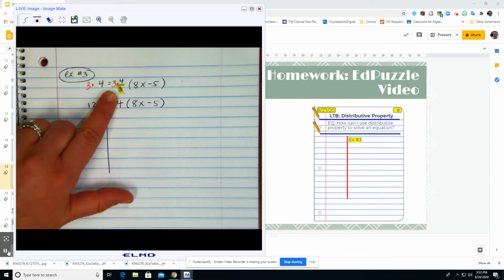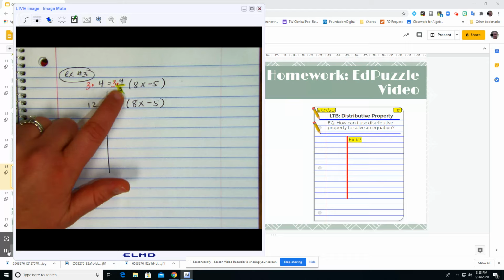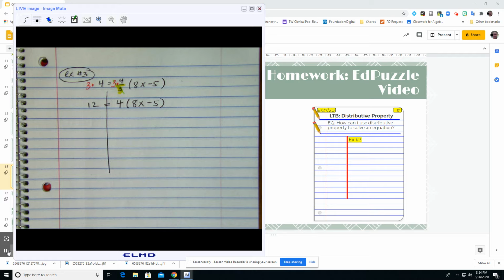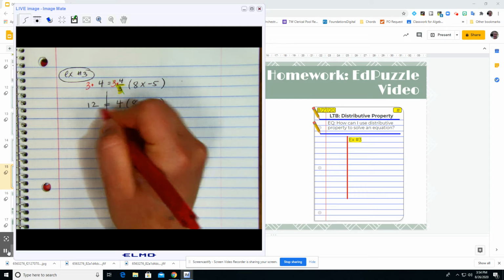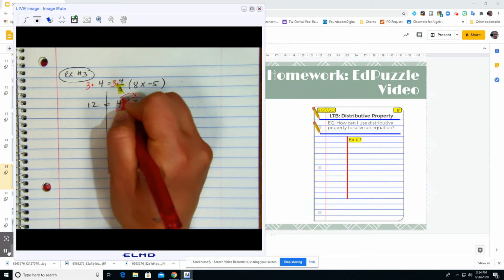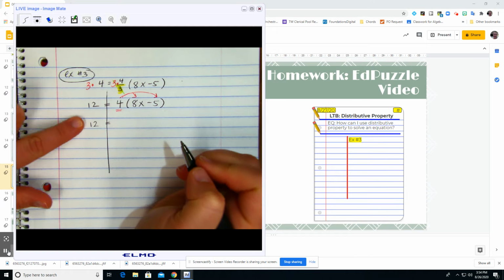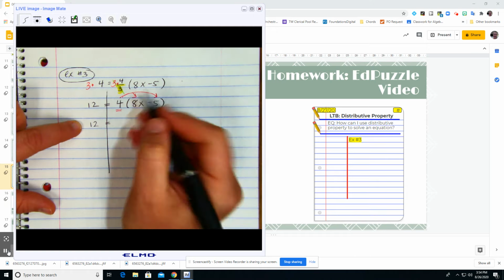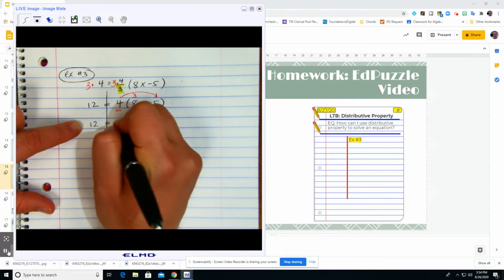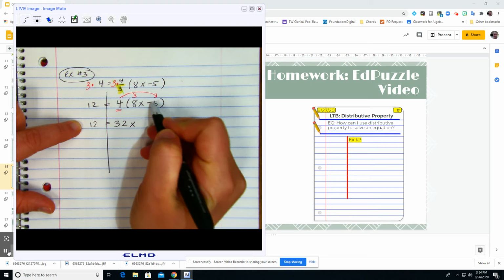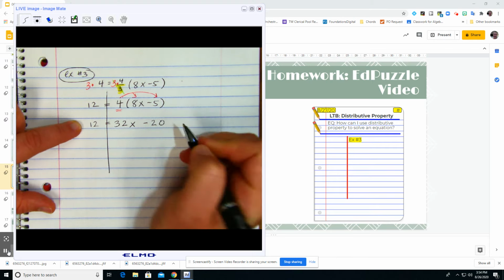So to recap, to undo a fraction, I would multiply by the denominator to undo that division of the fraction. Leave the top the same though. So now this turns into a distributive property problem. What number am I distributing? The 4 is in front of the parentheses, so the 4 needs to be distributed. So on the left side, it stays the same because there was no distribution. On the right side, 4 times 8 is 32, and it's 8x, so it's 32x. 4 times negative 5 is negative 20.